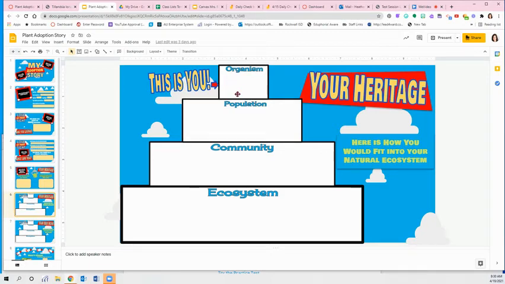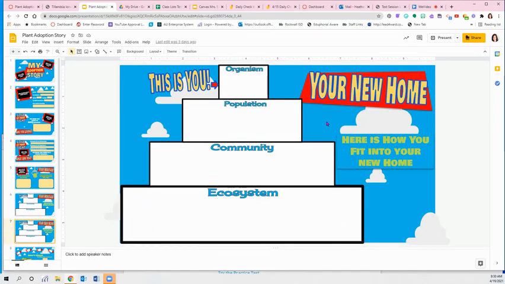It's about your plant. Then what would the population look like in the natural environment? What would the community look like? What are some other living organisms, the populations of organisms you would expect to find in your plant's natural ecosystem? And then what are some important factors, abiotic and biotic factors, that would be in your plant's natural ecosystem?